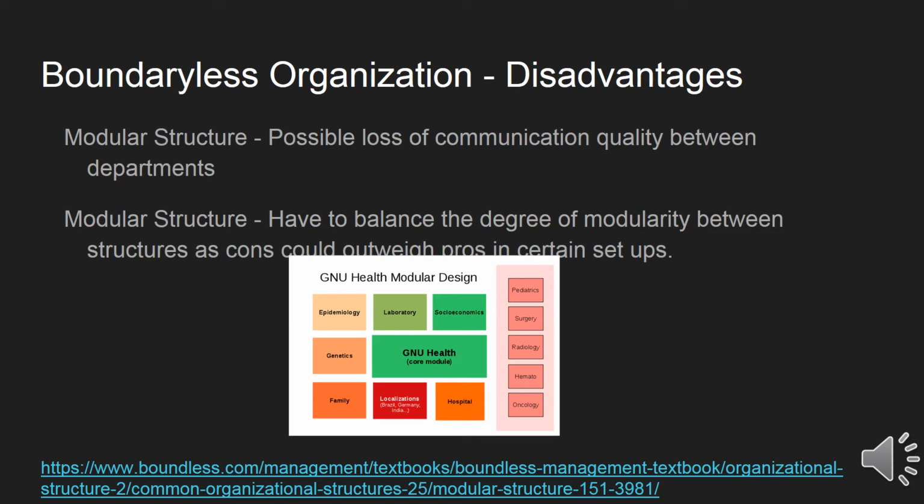One issue is that there is a possible loss of communication quality between departments. This is because there is still some form of boundary that exists. While the modules can be boundaryless inside, it's not as easy to communicate with outside modules when necessary. Another is when upper management needs to find a fine balance between the modularity between the structures, as the cons of one setup could outweigh the pros in another setup. I've included a picture here of a sample modular design within boundaryless organizations with a hospital, where you have the hospital unit, family, genetics, the laboratory, radiology, and so on.